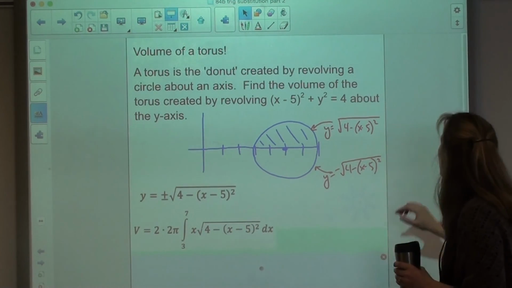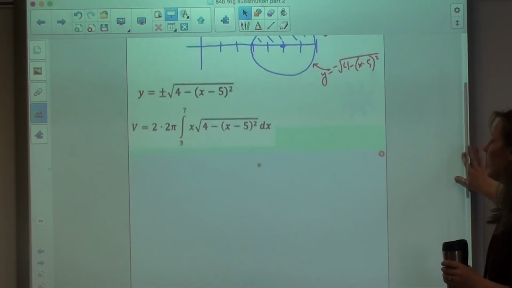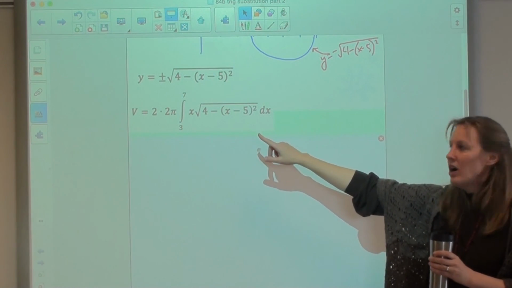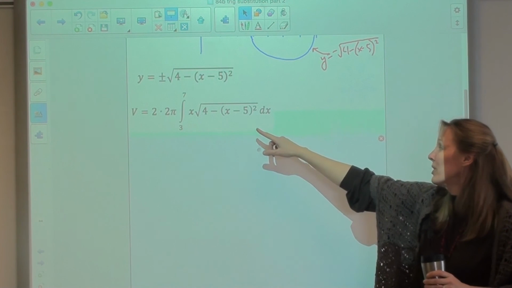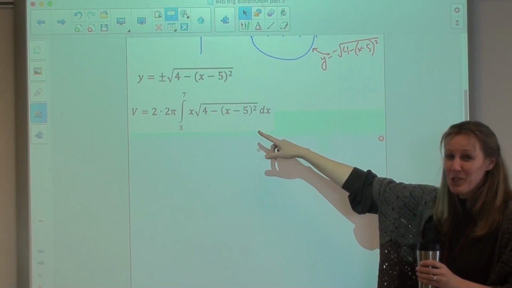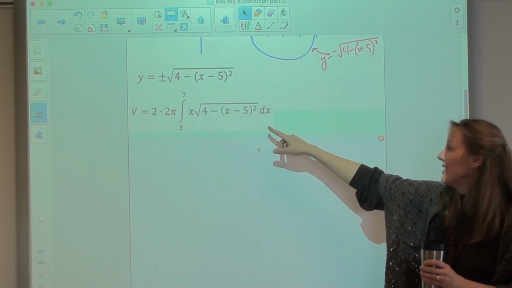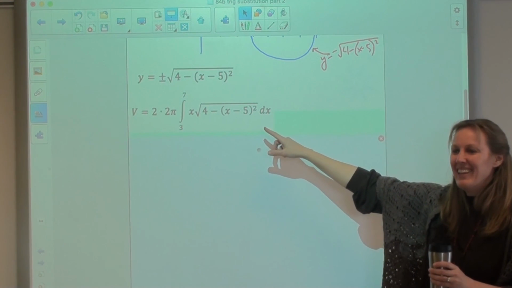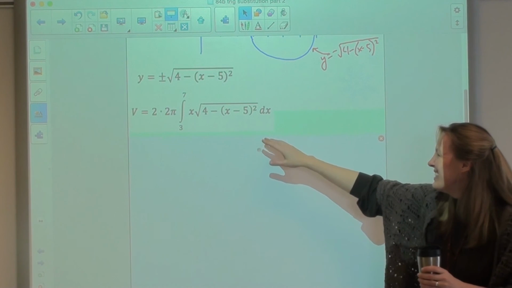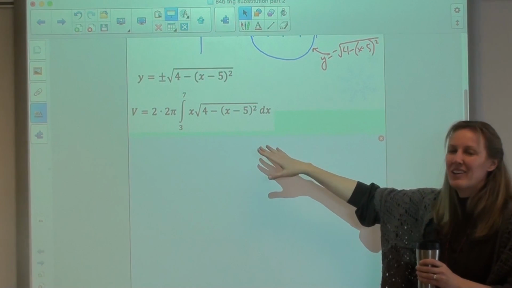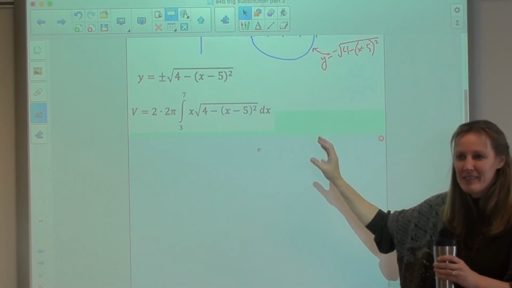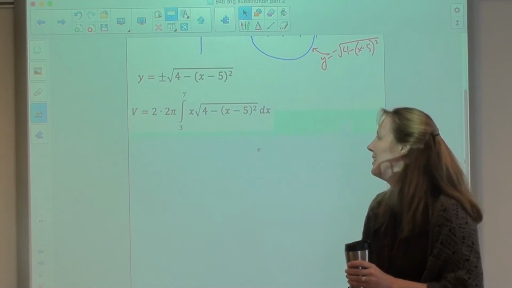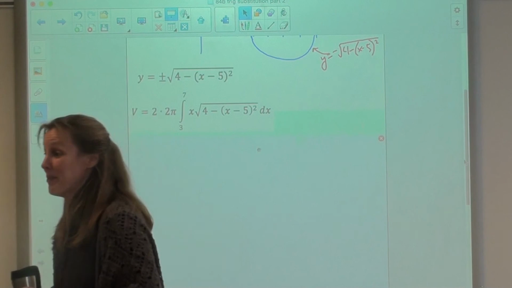Any questions on the setup? Okay. Hey, look at this. It's a perfect candidate for trig substitution, right? So I want you guys to sketch your triangle, label the sides, apply your trig functions, rewrite the integral, and change the limits.